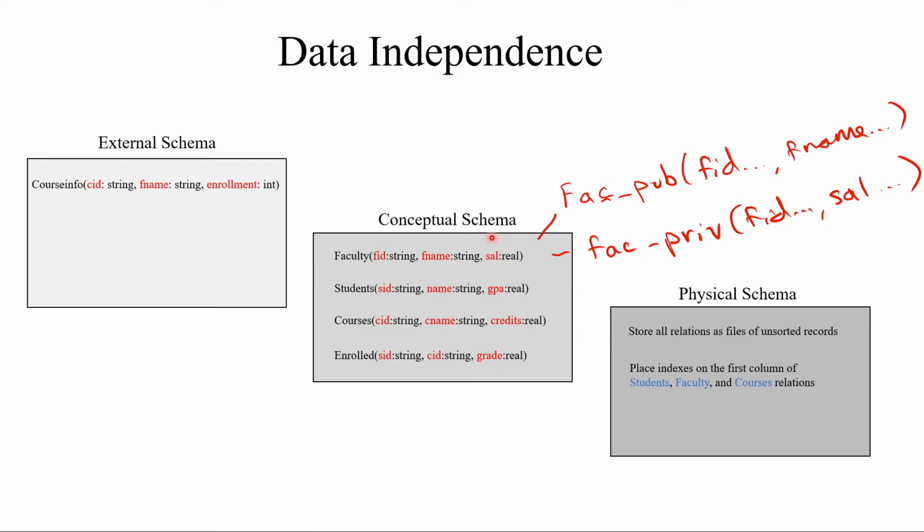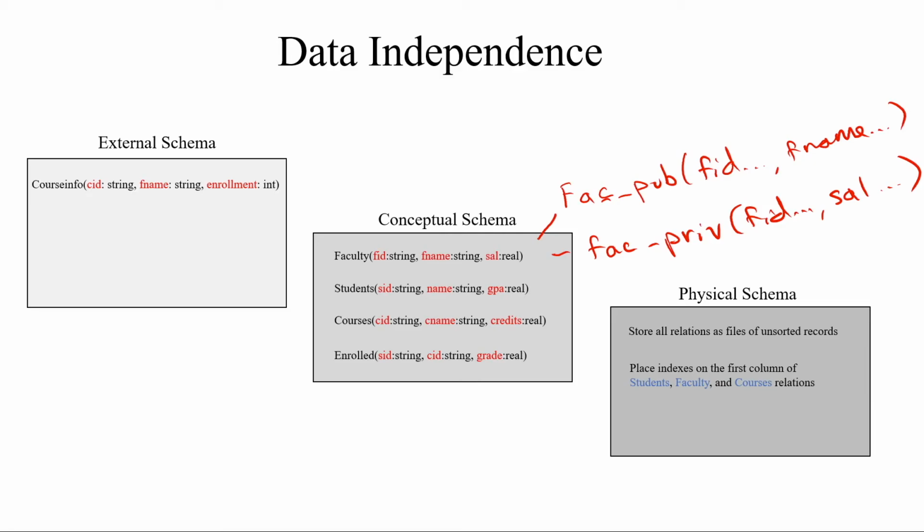Okay, so now we've seen data independence in action with our conceptual schema, but what would happen if we changed something with our physical schema? In our example here, we've decided to store all relations as files of unsorted records. But let's say we decided instead to store our relations as files of sorted records. So what would happen if we made this change?